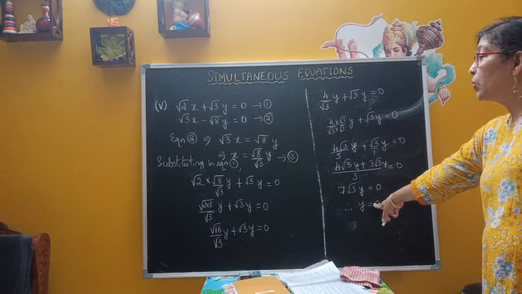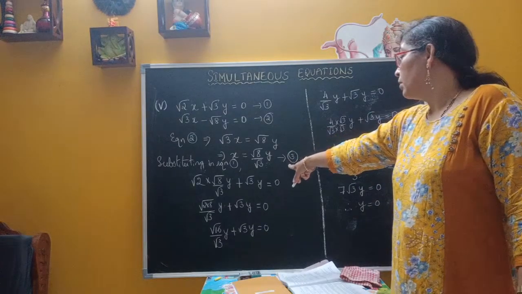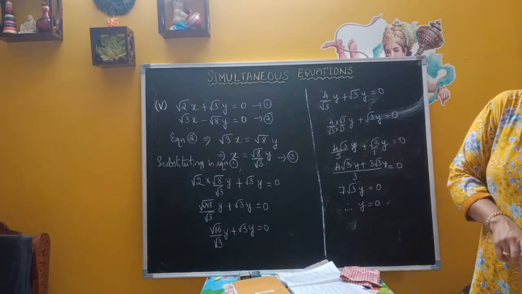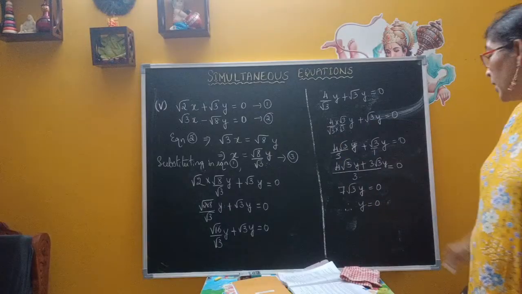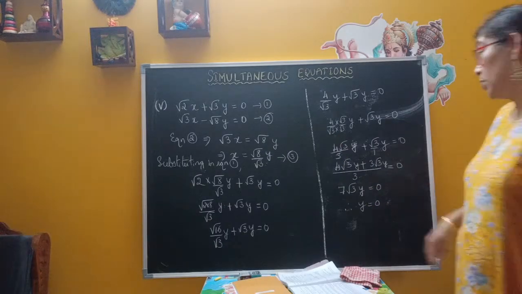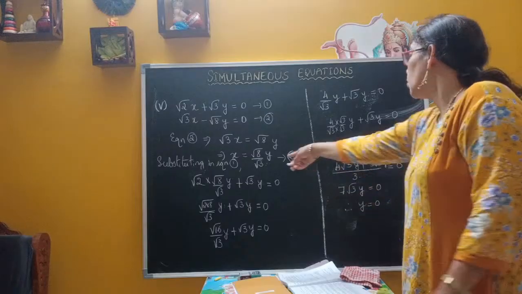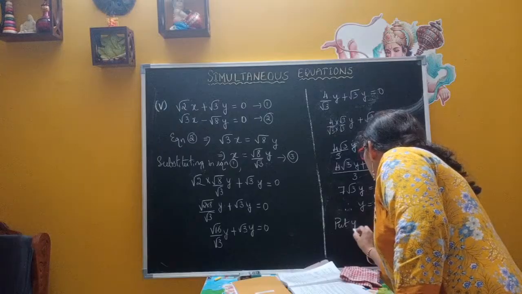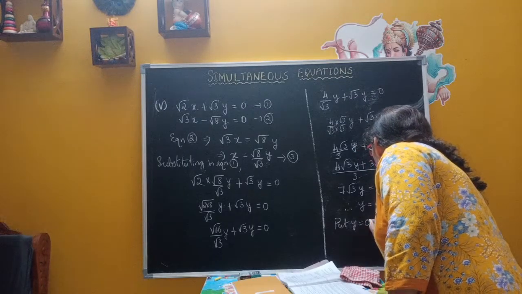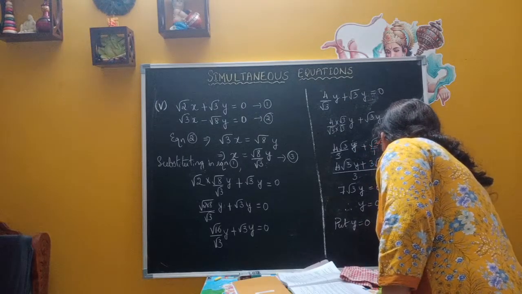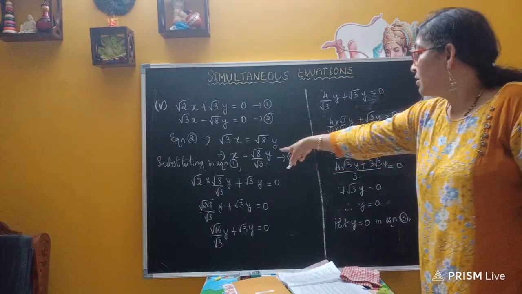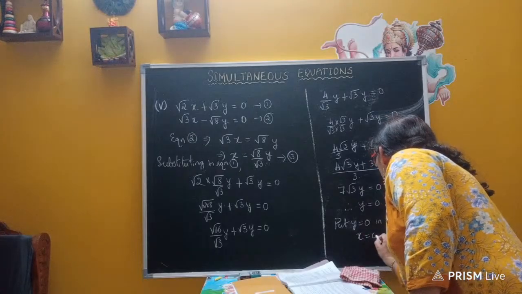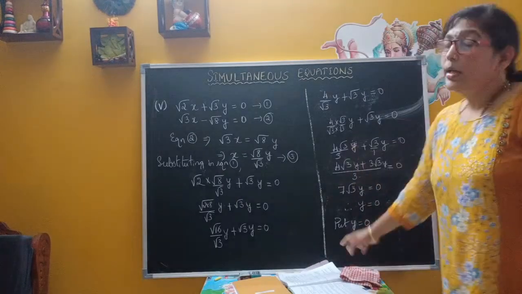If y is equal to 0, substitute here in equation 3. What do we get? X is equal to root 8 by root 3 into 0, what? It is 0 only. So both the values, x and y, are equal to 0 only. So by substituting y is equal to 0 in equation 3, we get x is also equal to 0 only. X is equal to 0.